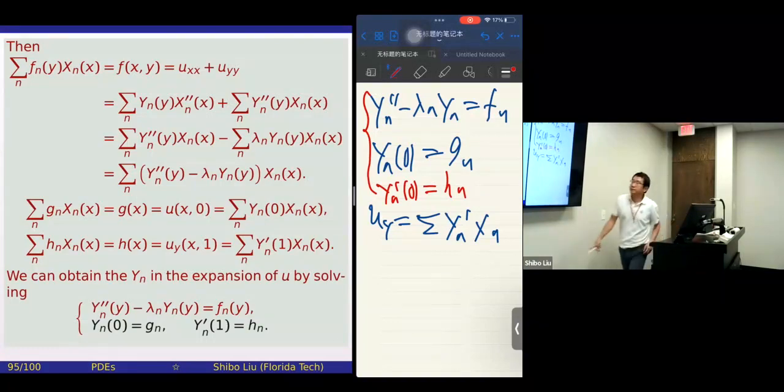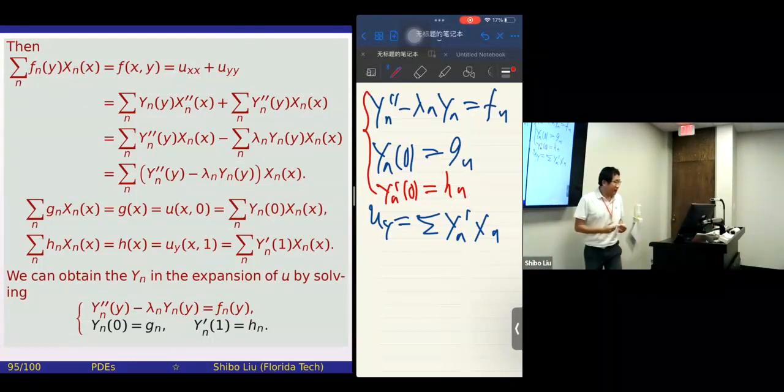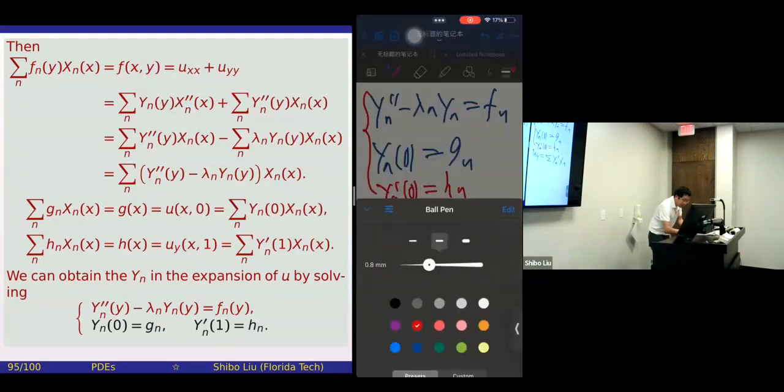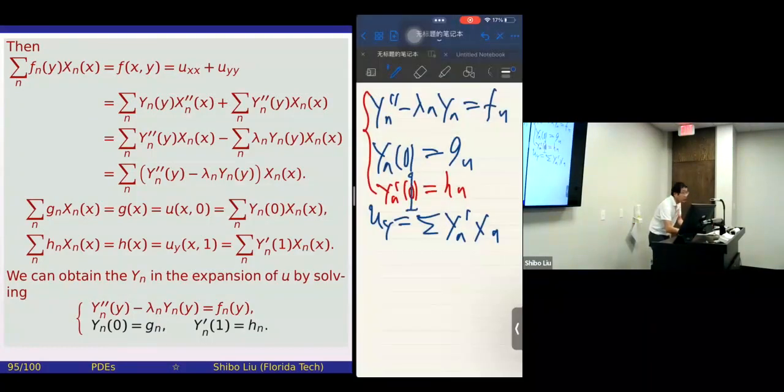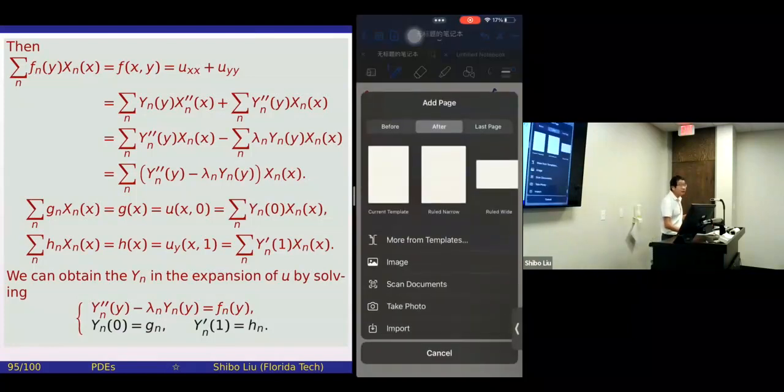Because the conditions are at 0 and 1. If you had yn(0) equal to gn, yn'(0) equal to hn, that is an initial value problem. But now it is not yn'(0), instead it is yn'(1). So I made a mistake. This is 1, not 0. So this is not an initial value problem, but a boundary value problem. But it is also solvable. Although it is not our familiar initial value problem, it is still solvable.